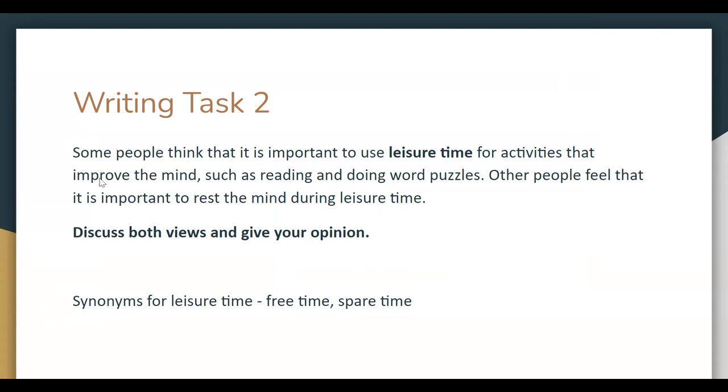So it says, some people think that it's important to use leisure time for activities that improve the mind, such as reading, doing word puzzles. Other people feel that it's important to rest the mind during the leisure time. Discuss both views and give your opinion. So this type is called discussion, where you're given two different opinions, two different sides. And in this type of task, your task is to give an argument for both views. So you should talk about both views and also give your opinion.